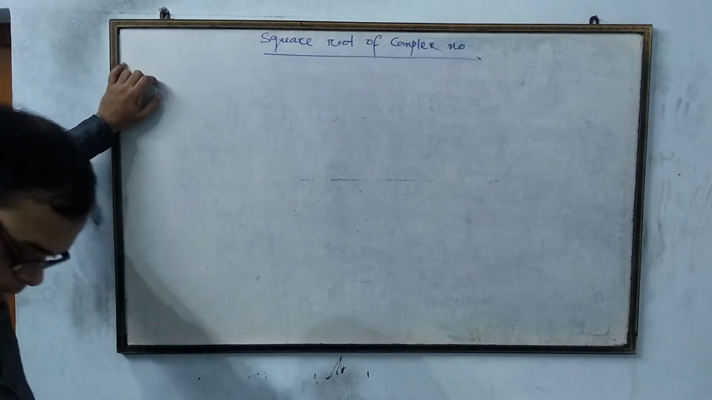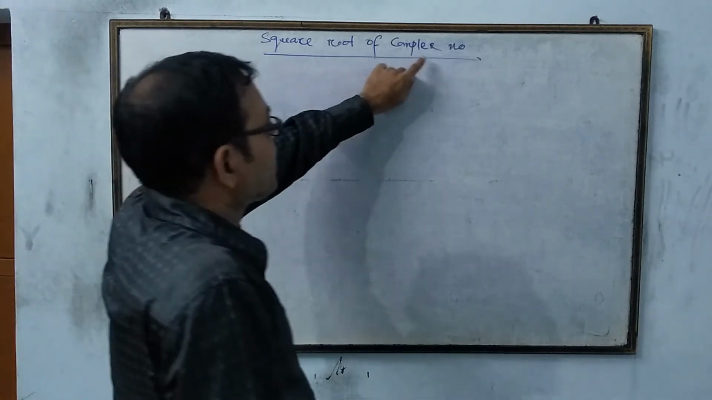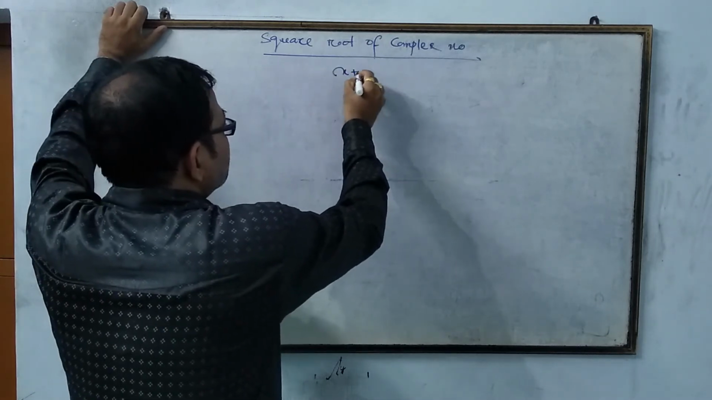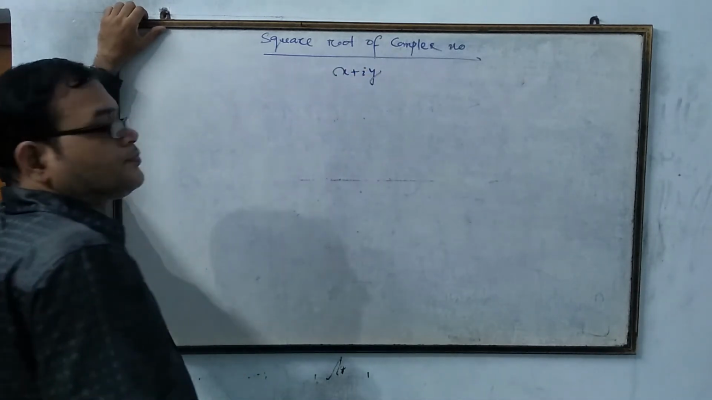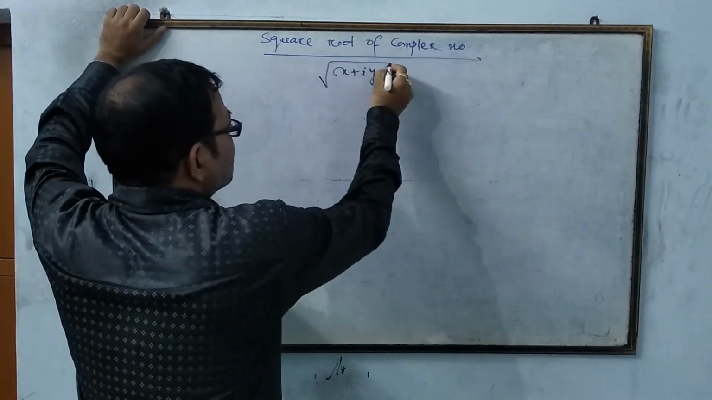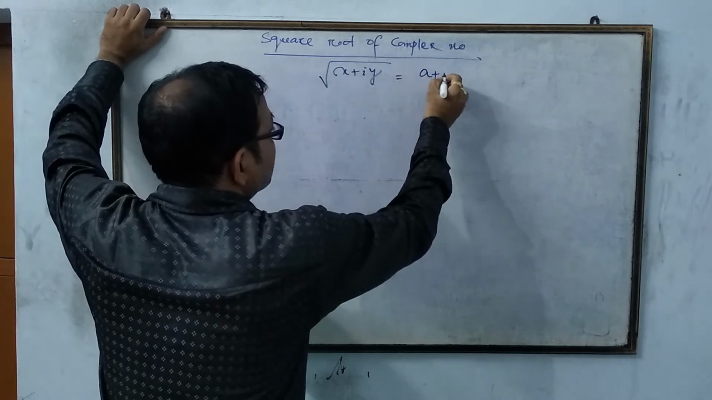Next is to find the square root of a complex number. Let us take a complex number x plus iy. Its square root would be another complex number. It will be a plus ib.